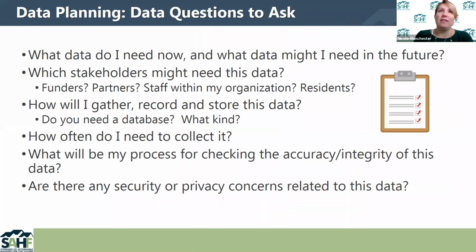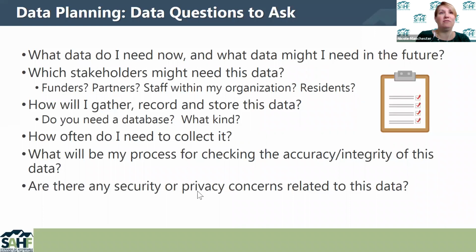So some questions that your organization should think about, whether they're starting the process of collecting more data, or thinking about a refresh, and maybe in the process of some strategic planning. So what data do I need now? What data might I need in the future? Who needs this data? Are you going to be reporting to funders or partners? Staff within the organization might be interested in some of the data, or residents might be interested in seeing some of it as well. How am I going to gather and store this data?